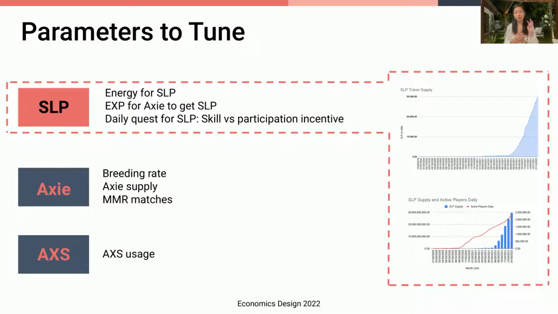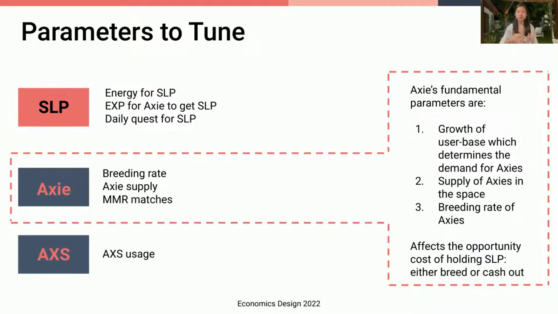Okay, so there are 3 areas in which we can tune the parameters. A quick one: we have SLP, we have Axie, and we have AXS. With SLP, that is the exchange rate of energy to SLP. We have the exchange rate of EXP to get Axie, which affects your SLP inflation rate. And lastly, it's the balance between PVE versus PVP kind of incentive distribution, which we've talked about already.